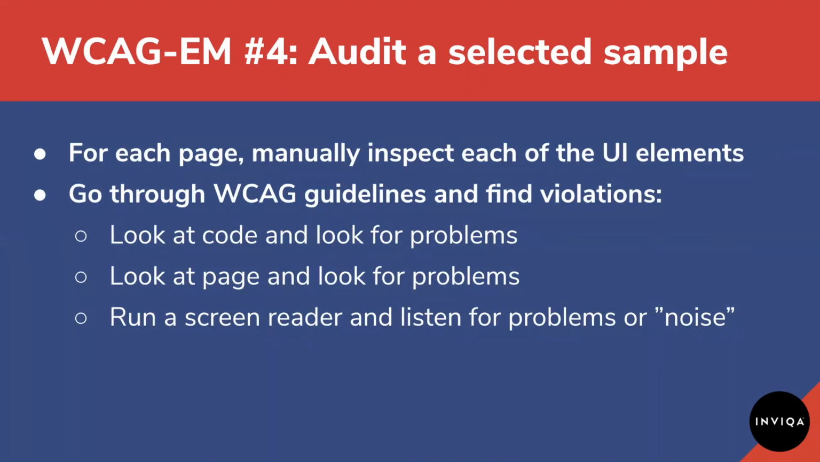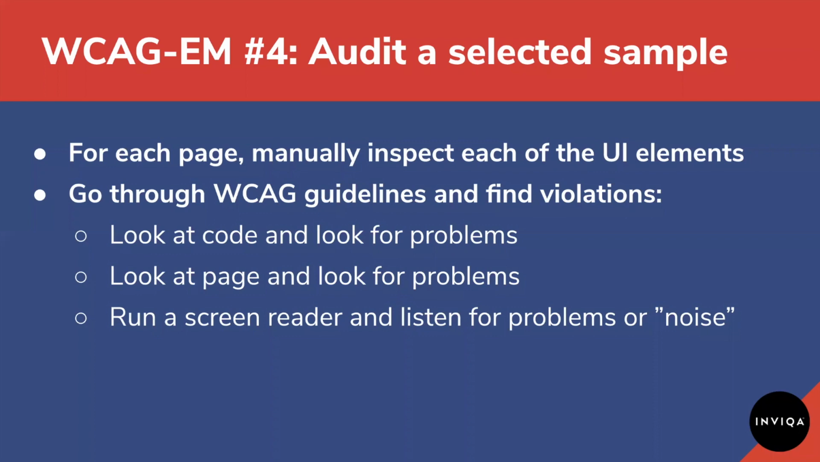So for each page, you manually inspect each of the elements. And then how do you find violations? First of all, by looking at the page and looking for problems. All the guidelines literally tell you what to check. For example, all the animations that are longer than a certain number of seconds have to have control elements such as play and pause. So if you have something like that on a page, and you see that you don't have the control elements, that's a violation.